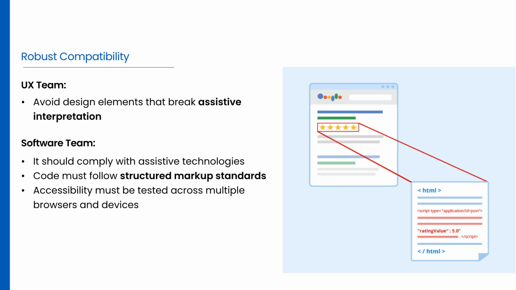The software team must ensure compatibility with assistive technologies such as screen readers. Code must follow structured markup standards like semantic HTML to ensure proper interpretation. Accessibility must also be tested across multiple browsers and devices to guarantee a consistent and reliable user experience.